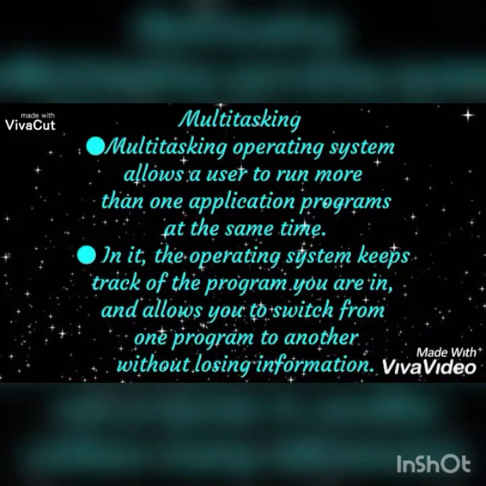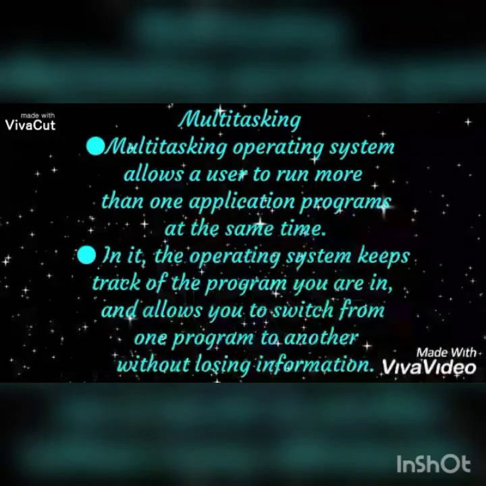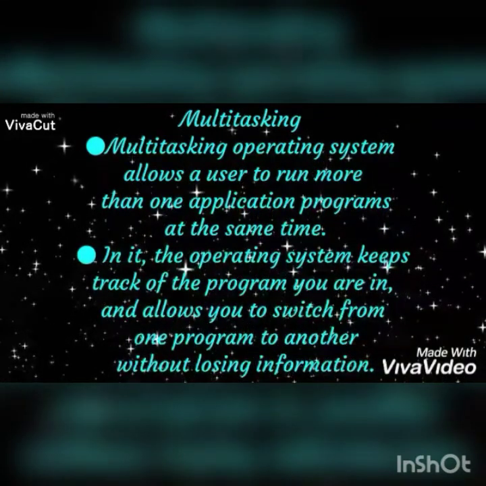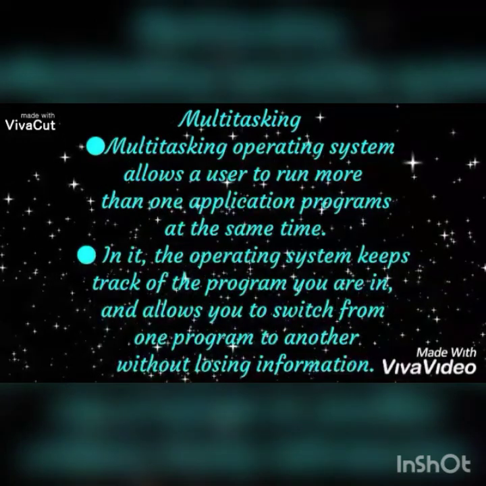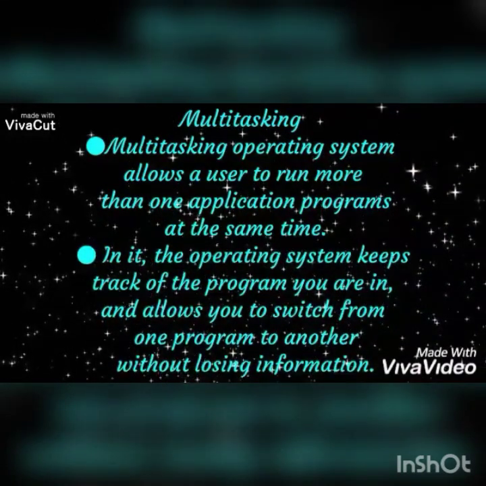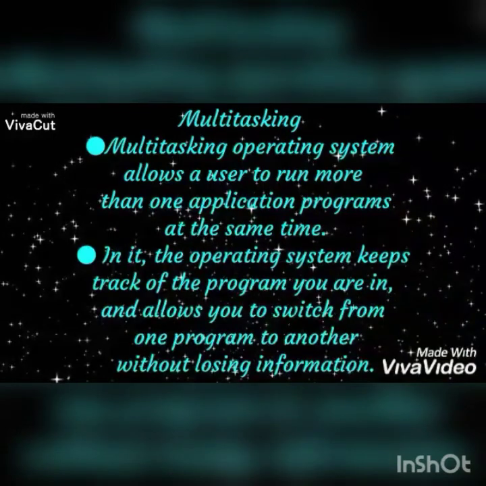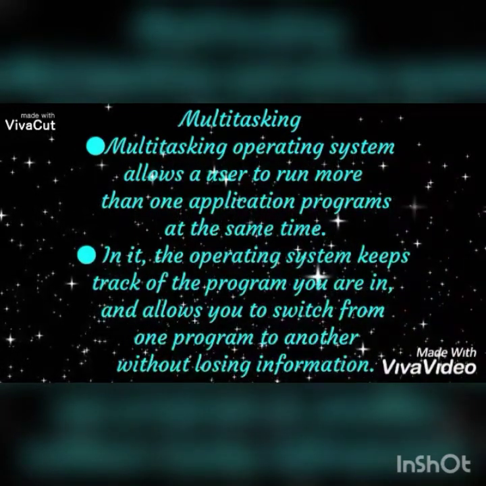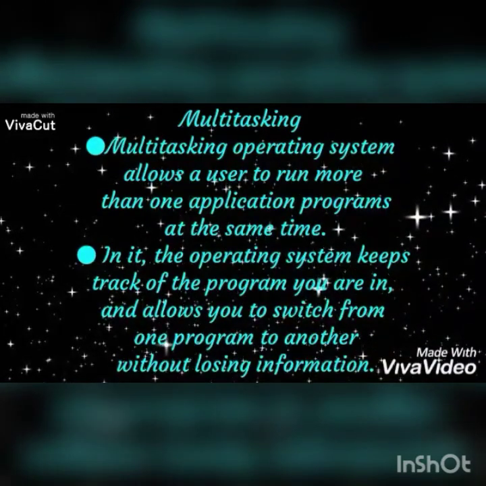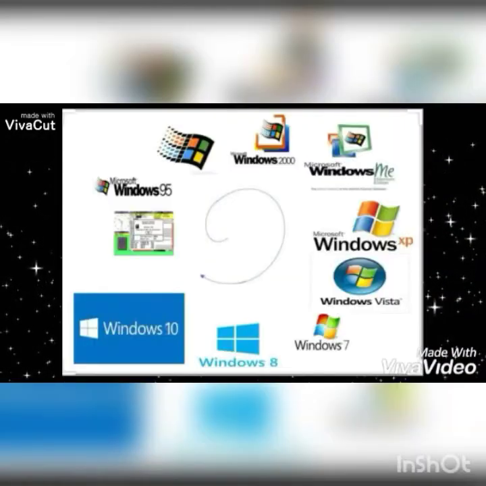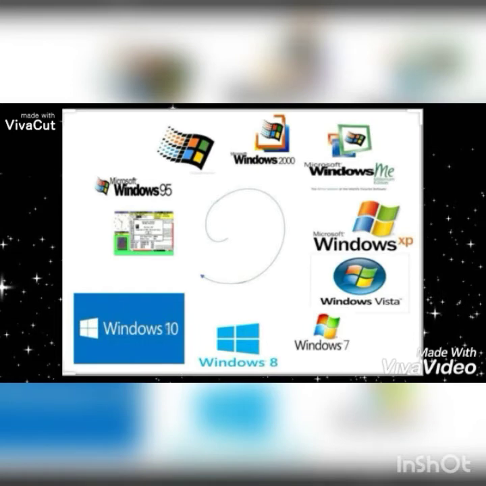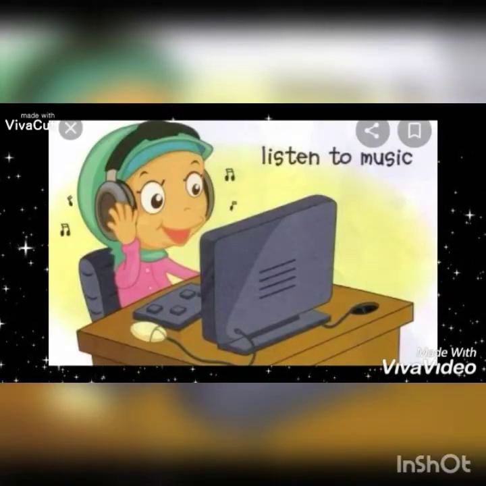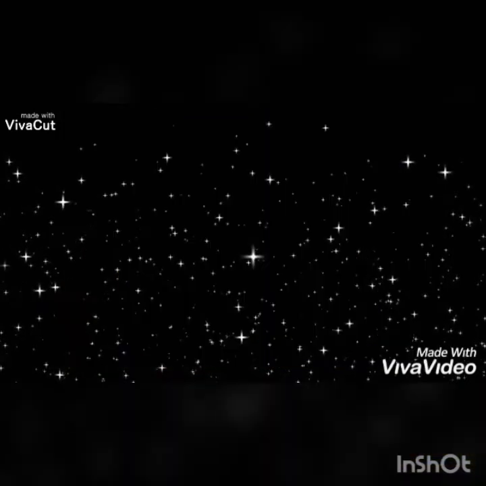Now multitasking. A multitasking operating system allows a user to run more than one application program at the same time. In it, the operating system keeps track of the program you are in and allows you to switch from one program to another without losing information. These are some examples. Windows is an example of multitasking operating system. Even you can listen to music while writing a letter to your friend.